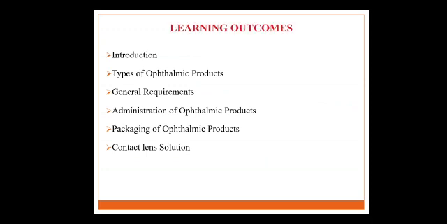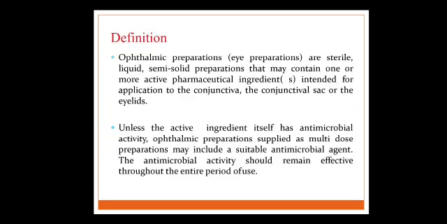Learning outcomes. At the end of this chapter, the learner will be able to understand the introduction, types of ophthalmic product, general requirements, administration, packaging, and contact lens solutions. Now we will start with the definition.